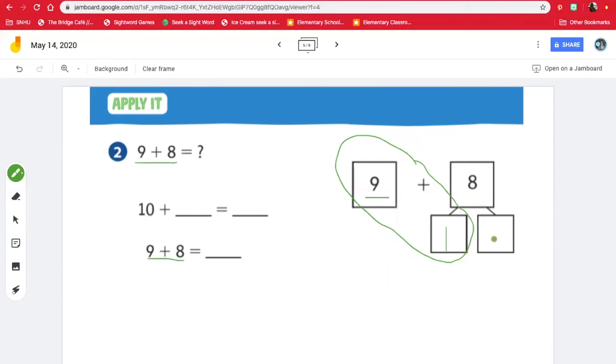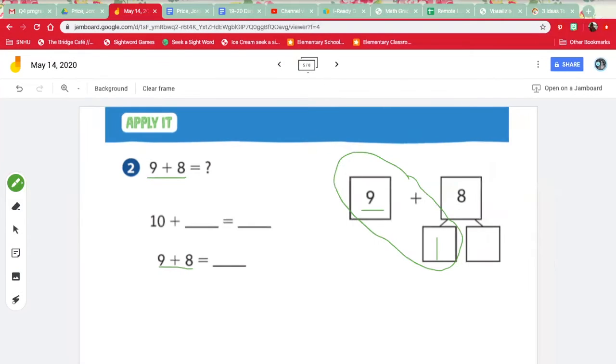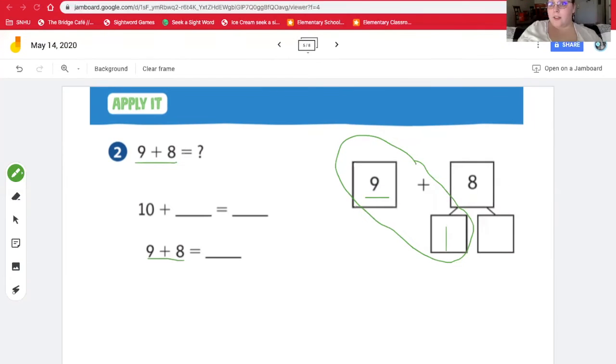So what's 1 plus blank equals 8? We need to fill in the missing addend. If I count, I could use my fingers. So let's try it. I have 1, 2, 3, 4, 5, 6, 7, 8. I have 7 fingers up, which shows me that 1 and 7 make 8.